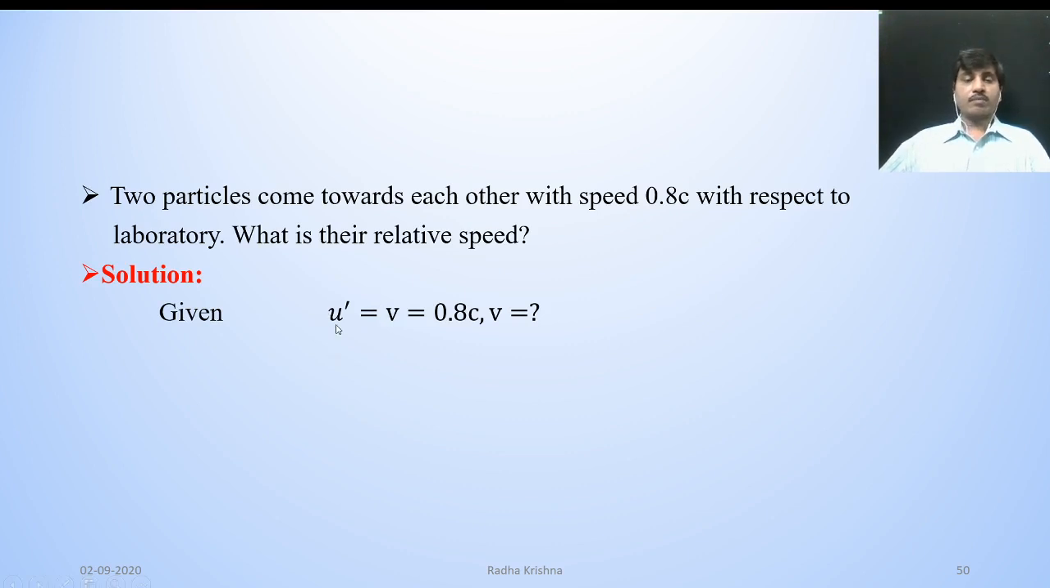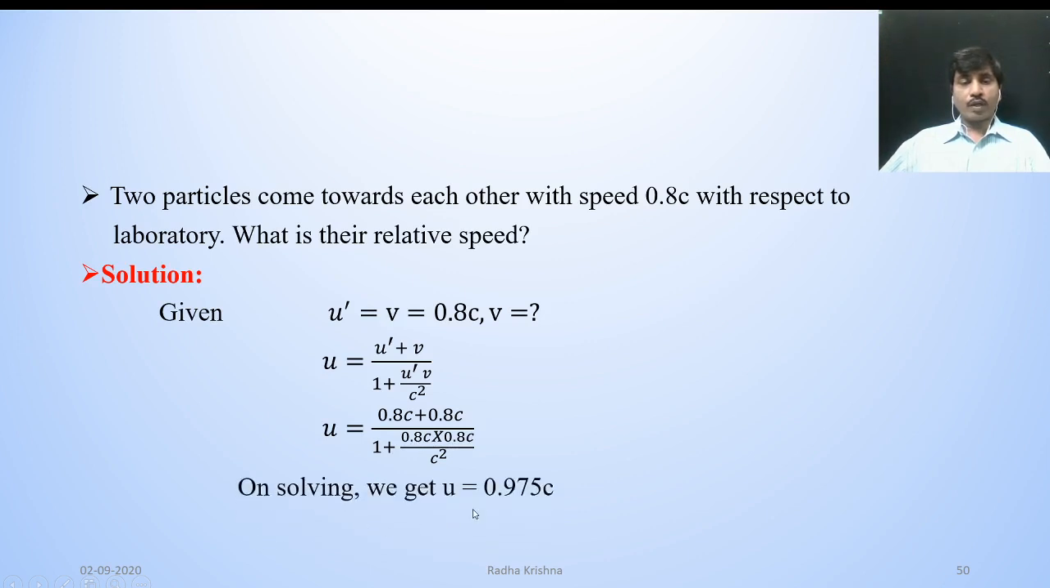u dash means the velocity of the body with respect to the moving frame. v is the velocity of the moving frame, comparable to the velocity of light. Then u is equal to u dash plus v by 1 plus u dash v by c square. On substituting, we get u is equal to 0.8c plus 0.8c by 1 plus 0.8c into 0.8c by c square. On solving, we get u is equal to 0.975c.